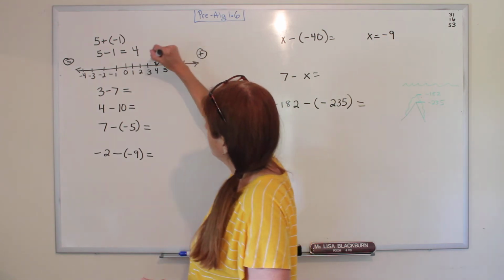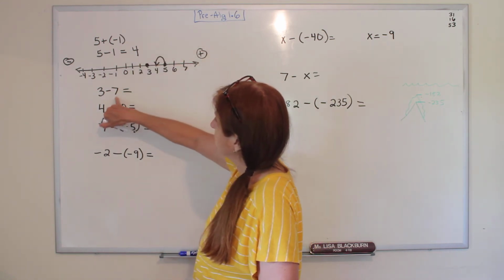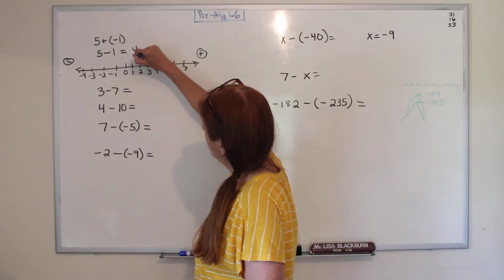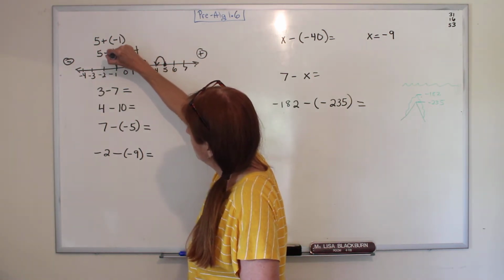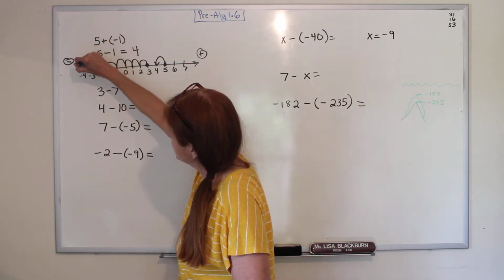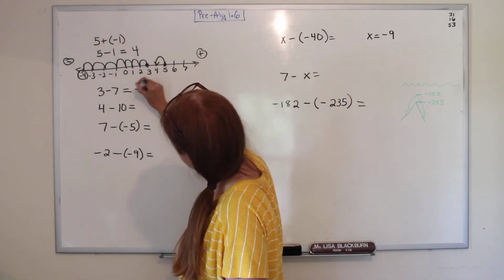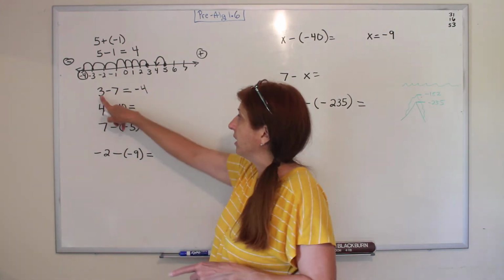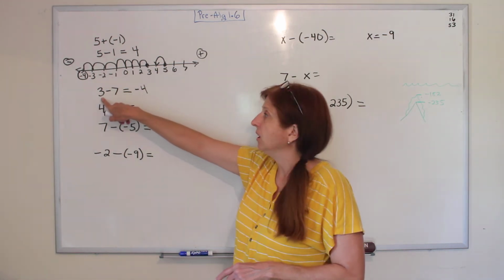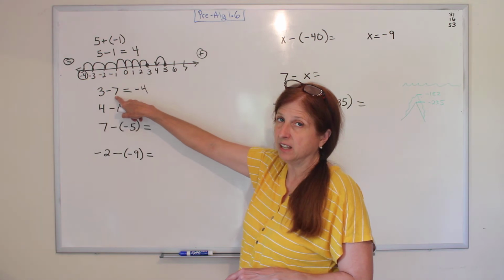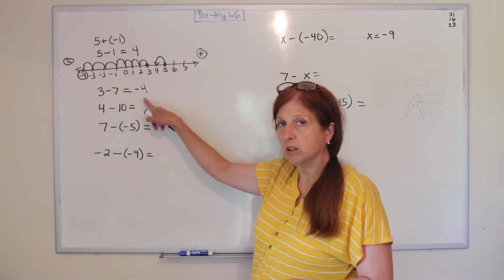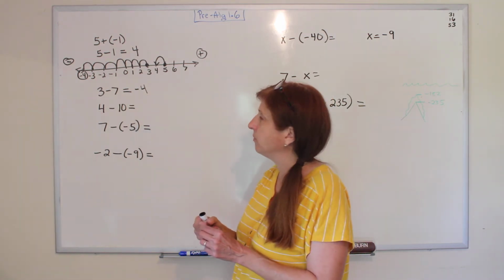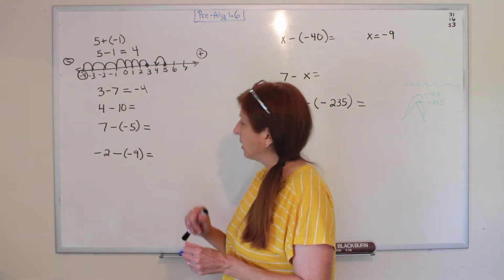Alright, so let's try this one. I guess we could do the number line. We start at 3, we go 7 frog hops toward negative. 1, 2, 3, 4, 5, 6, 7. We end up at negative 4. But I would prefer you to just think about it. You had $3. You spent 7. How many are you in the hole? How much do you owe your mom or whoever you borrowed from? $4.